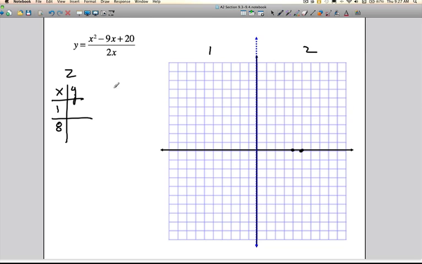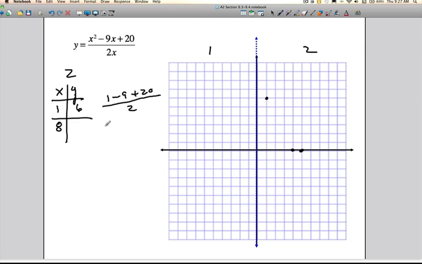So when I plug 1 in, I'll have 1 squared, which is 1, minus 9 plus 20, divided by 2 times 1, which is 2. So 1 minus 9 is negative 8. Negative 8 plus 20 is 12, and 12 divided by 2 is 6. So at 1, I'd be at 1, 2, 3, 4, 5, 6.